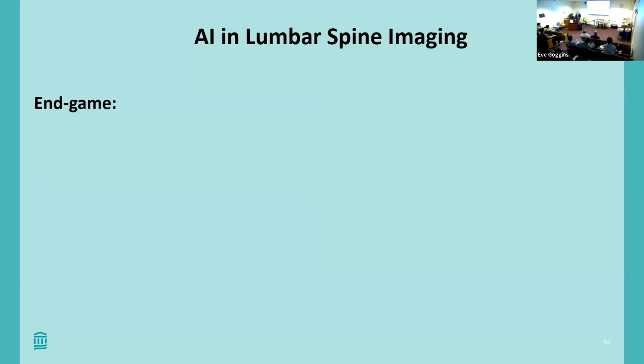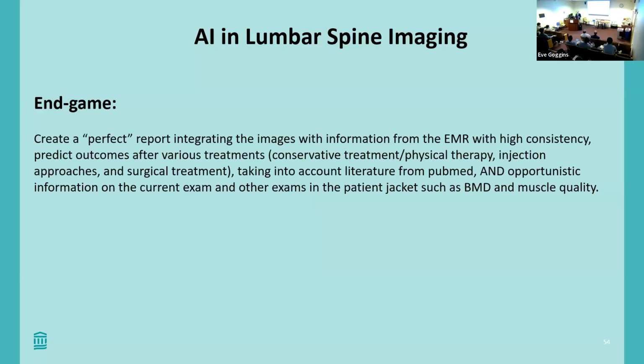So imagine this. All joking aside, this is what I think the end game of AI and MR spine interpretation is going to be: to create a perfect report, meaning containing all the necessary information to clinically manage the patient, integrating images with information in the electronic medical record with a high consistency and able to predict outcomes based on various interventions, taking into account current literature and opportunistic screening information on that scan, such as bone mineral density, muscle quality, sarcopenia, doing this all automatically and integrating it.